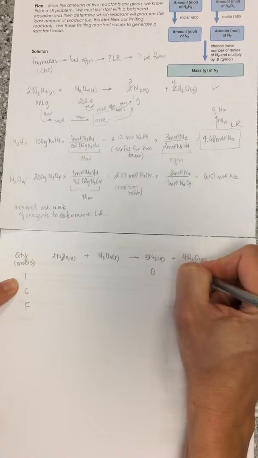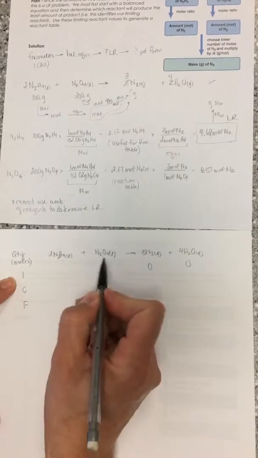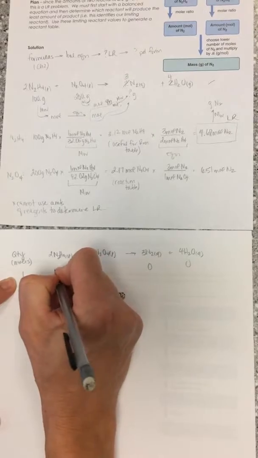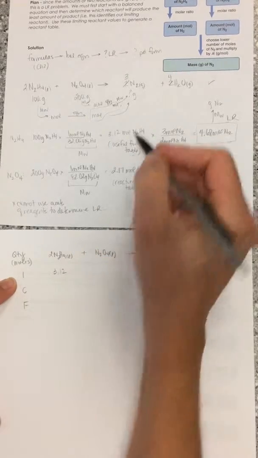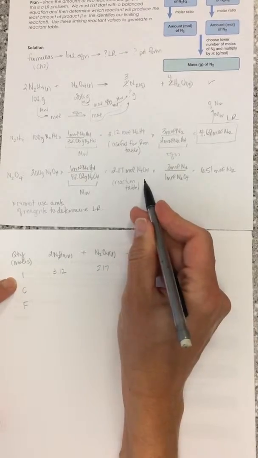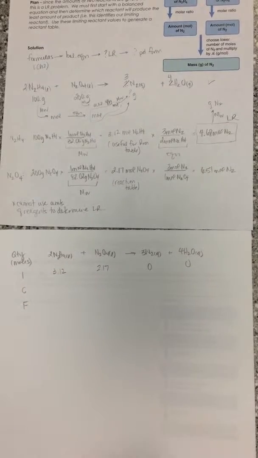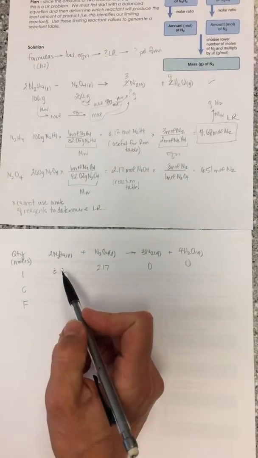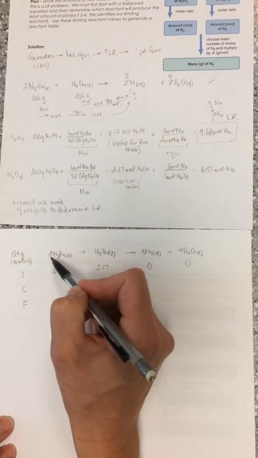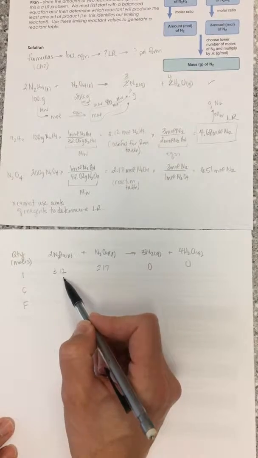So under the initial column, we always have zeros for our products because we haven't formed any yet. For our reactants, we're going to put these numbers in directly as we calculated them. So there's 3.12 moles of N2H4 and 2.17 moles of N2O4. Again, I'm not going to put units with them because I know that only moles go in my reaction table. So an important thing to point out that sometimes students get confused. Sometimes students will see this 2 here and they'll want to multiply this by 2 and have like 6.24 here.